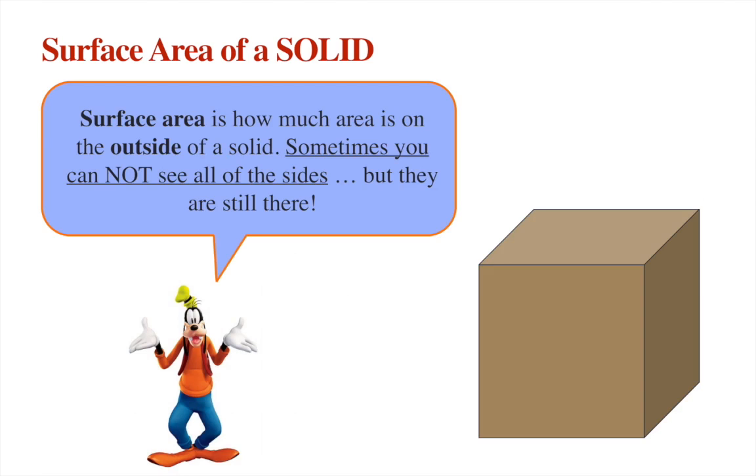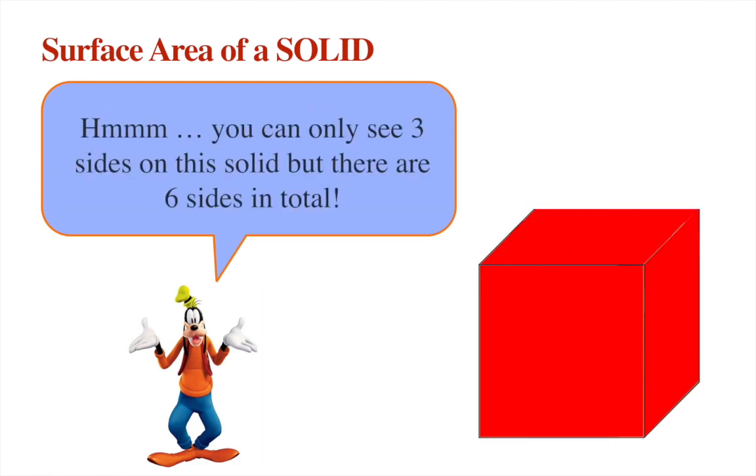And sometimes you need to realize that you can't always see all of the sides when you're looking at the shape when it's drawn on a piece of paper. For example, here is a cube. Well, we know cubes have 6 sides, but we can only see the top, the right side, and the front side of this particular cube. But there are still 3 sides that we can't see. So we need to make sure that we factor that in. We can see the front, the right, and the top, but we can't see the left or the bottom or the back.